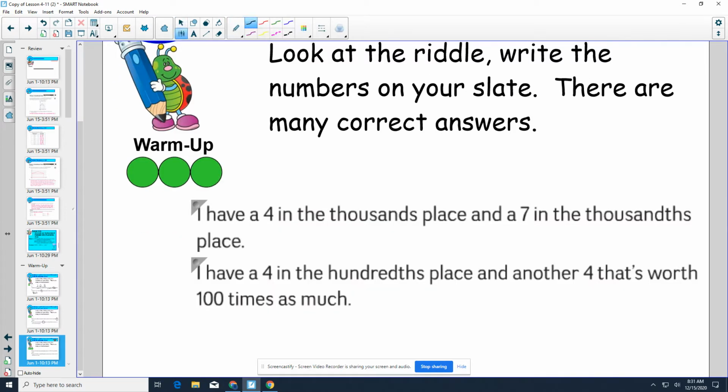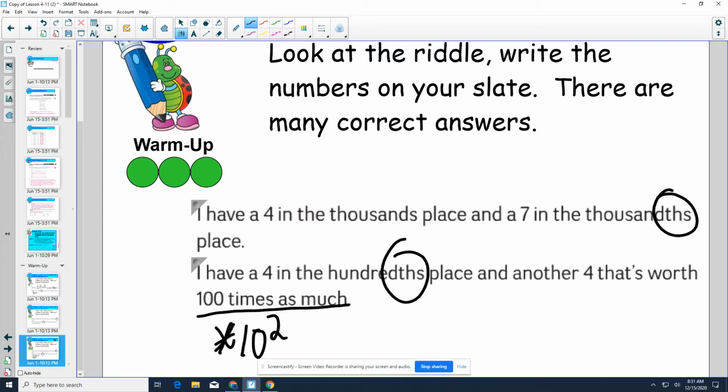Same thing here. Let's see what they did. If I scan through, I see thousands. And it's so important that you pay attention to that, right? And here they switched it up on you again. They said hundredths. And the other one is worth 100 times as much. So 100 times as much means times 10 to the second power, right? So you're moving 2 places to the left when you do that, okay?